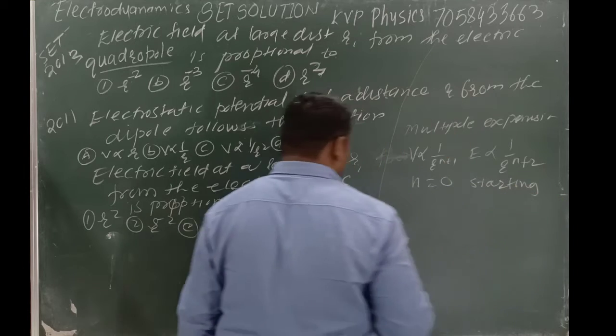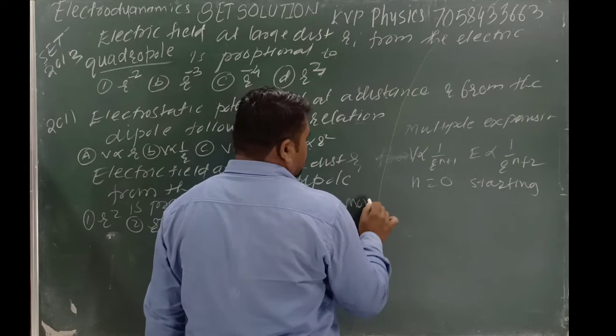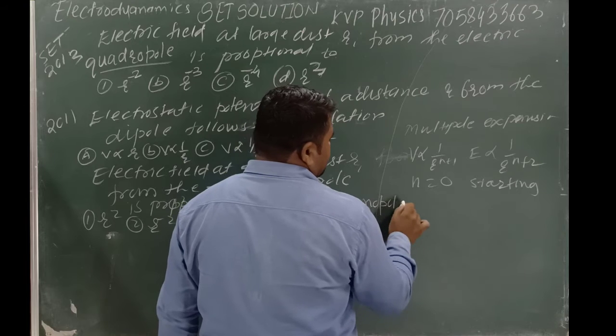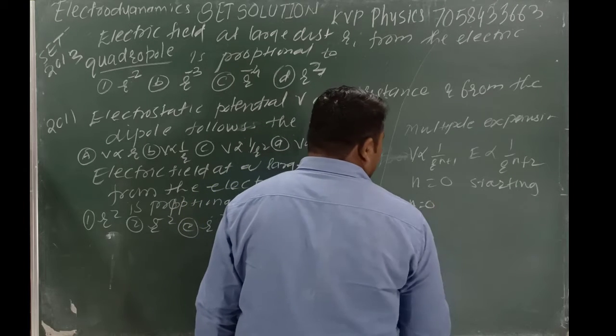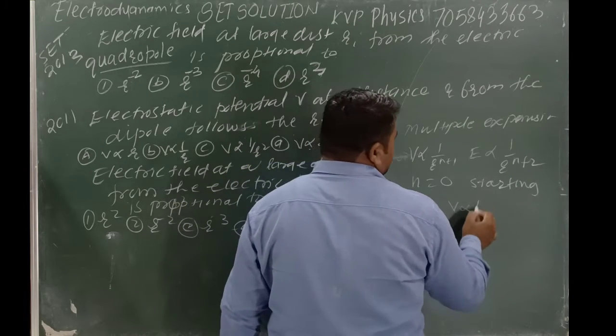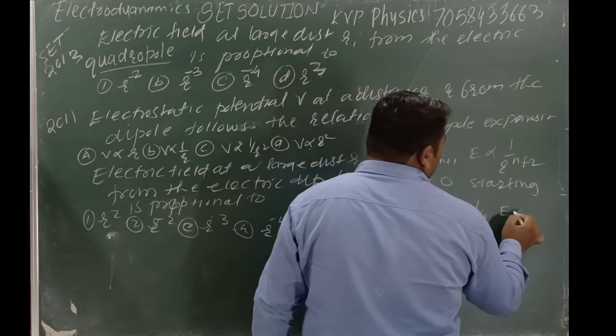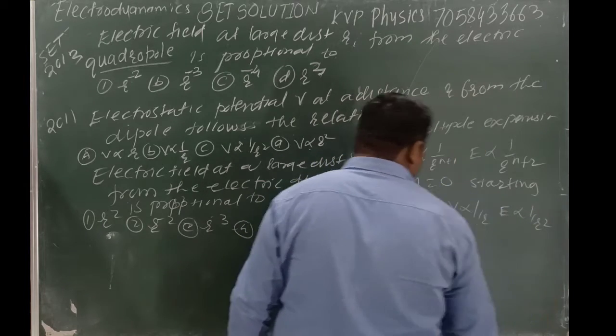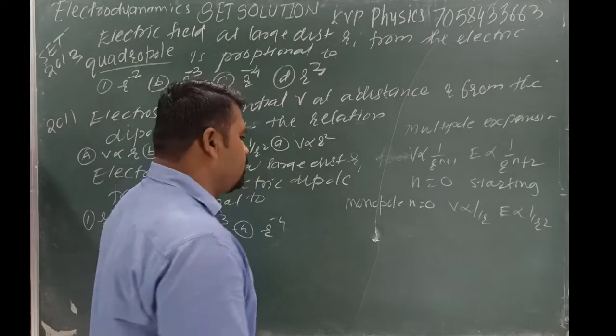Okay, n is equal to 0, for monopole. If n is equal to 0, then potential V is directly proportional to 1 by R and E is directly proportional to 1 by R square. Got it? This is for monopole.